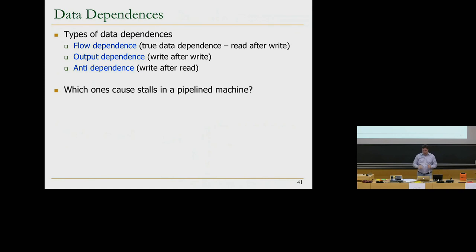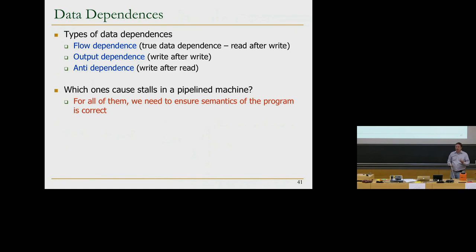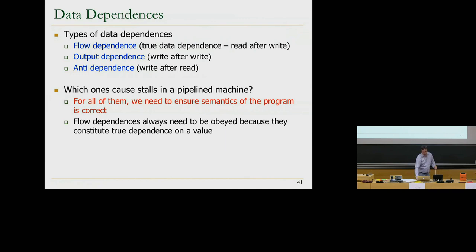Every one of them will cause a pipeline stall. You know what? Because we are trying to make sure that the microarchitecture is executing the program as it was intended. It cannot be that we are overwriting values before they can be used. It cannot be that we are producing wrong results. And all of these dependencies tell us that we have an issue and we need to resolve them. There is no going away from them.